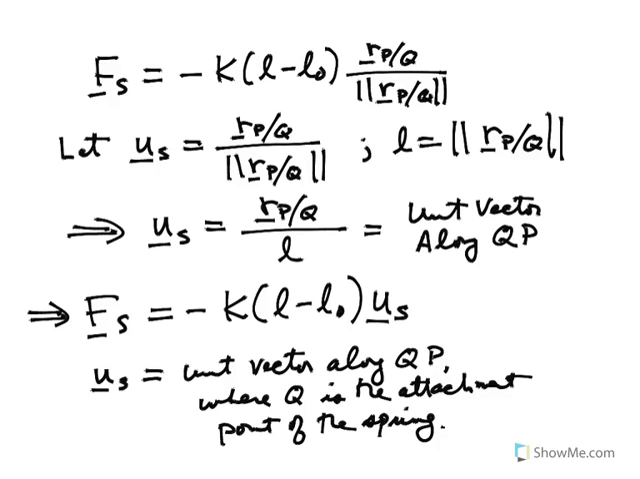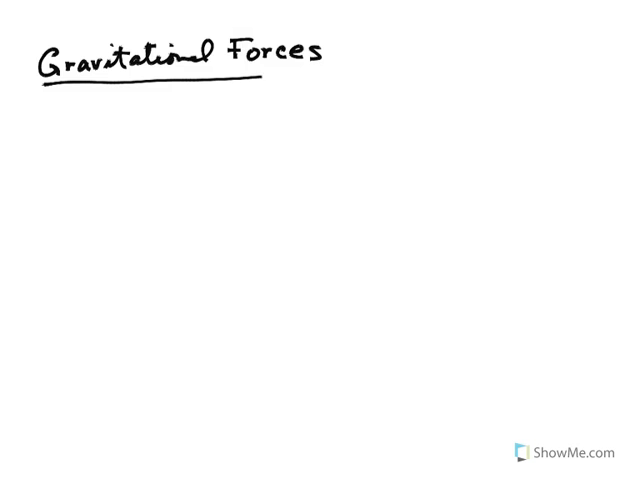Okay, so that takes care of linear spring forces. We have a model now for a linear spring force. The third type of force, which I'm going to be studying here, are what are called gravitational forces. Now, gravitational forces work as follows. I have two particles of mass m1 and m2.